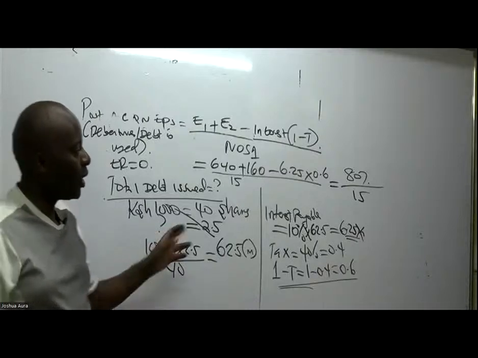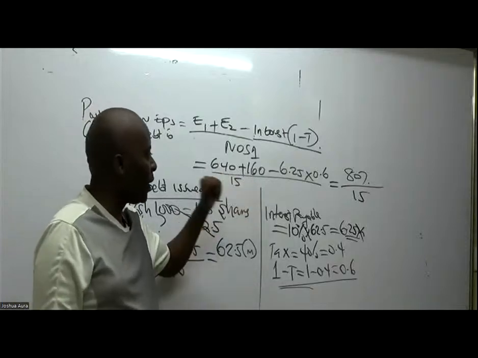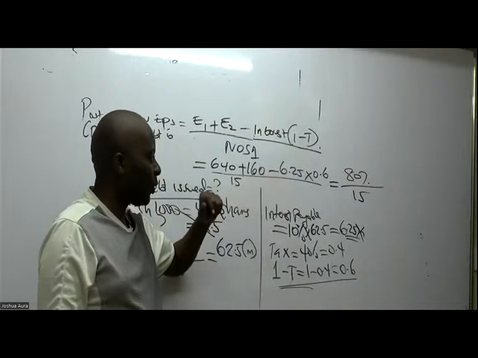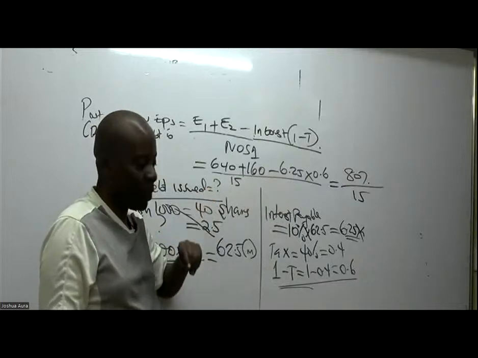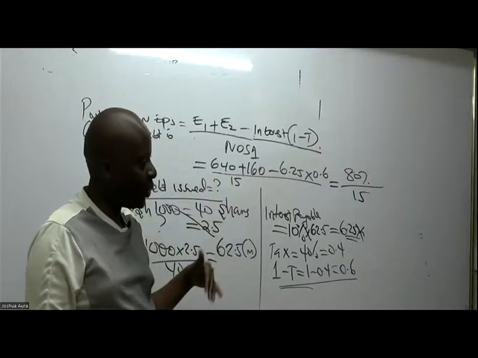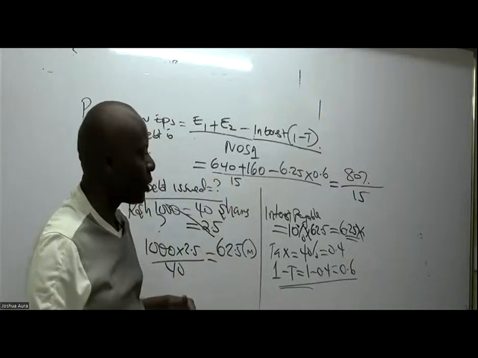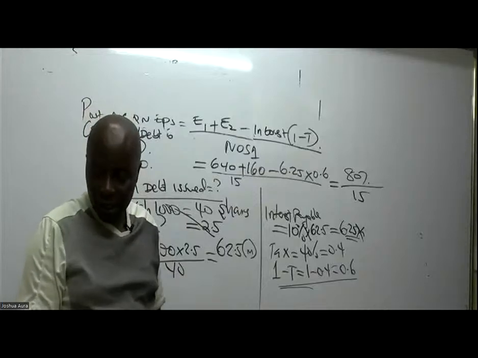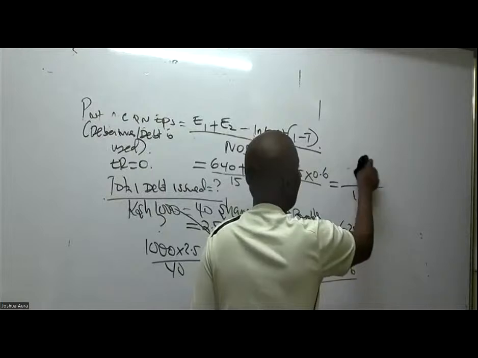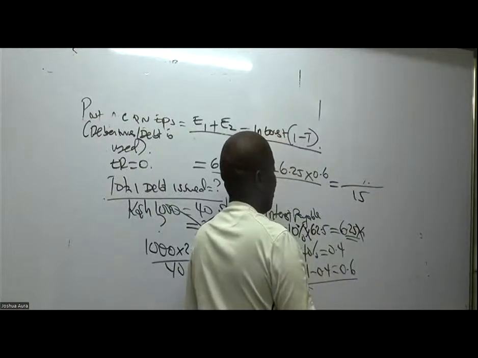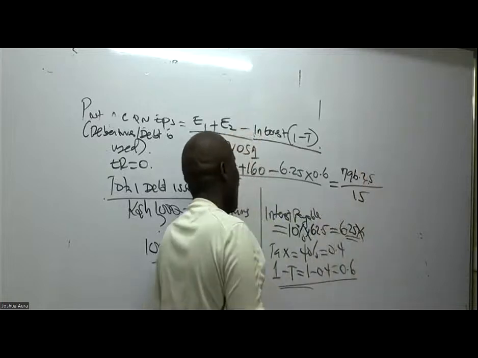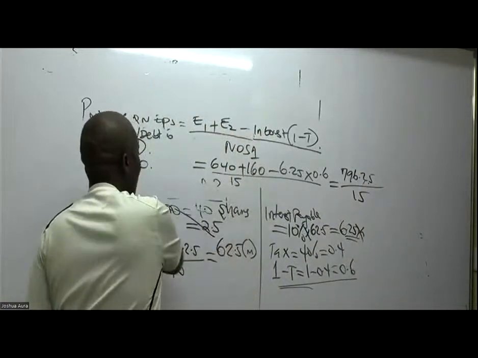Remember, what are we doing? It is 640 plus 160, which gives me 800. It can't be 807. It has to be less. 796.25. I hope you have been able to see. So 796.25, and therefore, who can give us the final answer here?